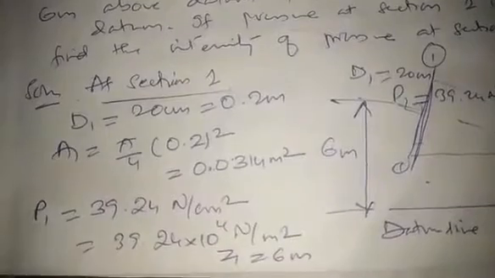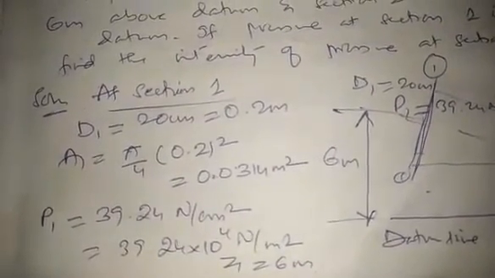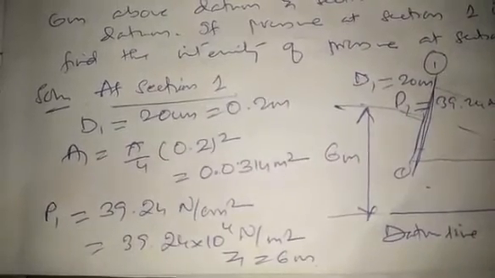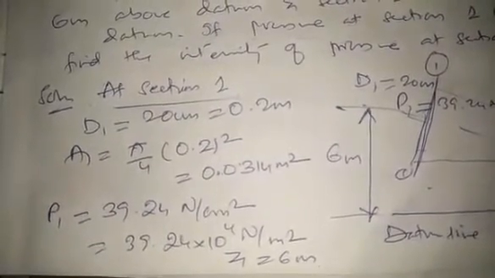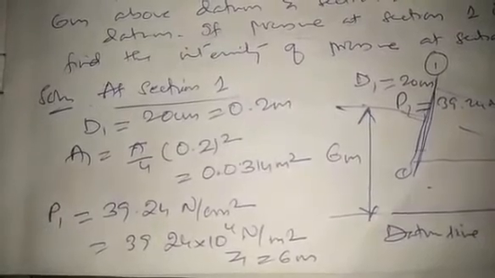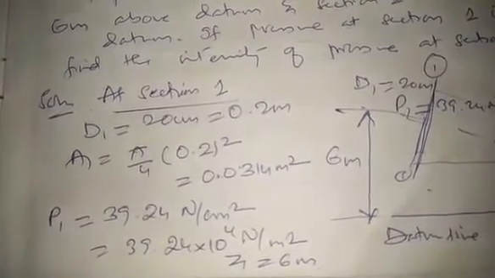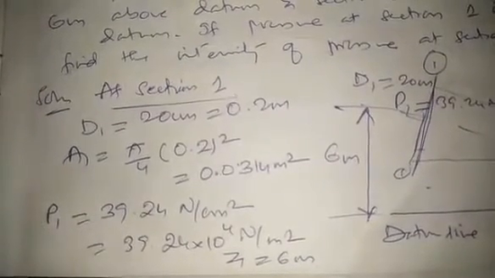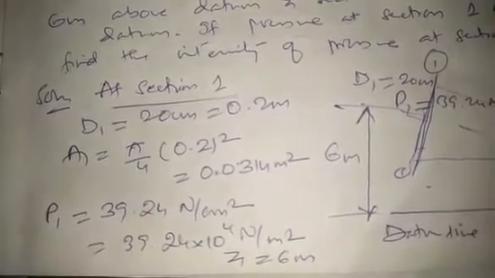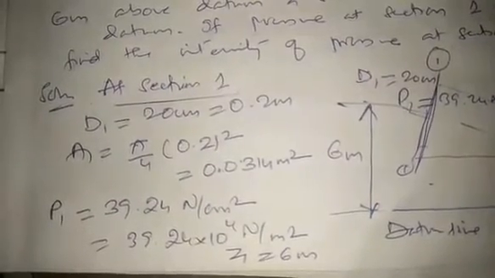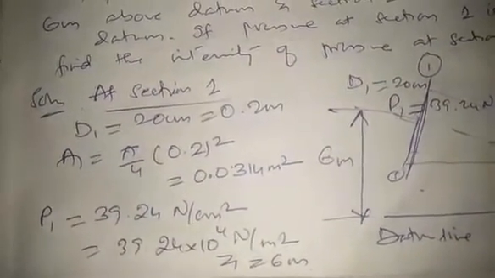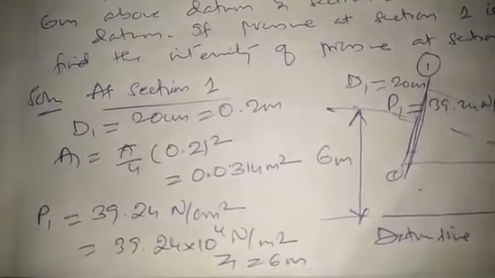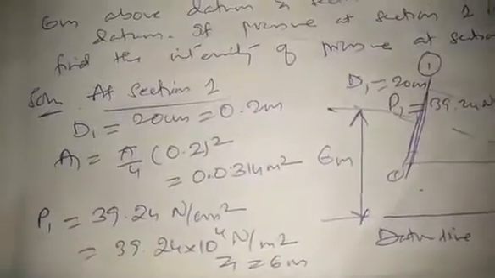At section 1, diameter is equal to 20 centimeter. Convert that into meter, we'll get 0.2 meter. Find out area, pi over 4 of d square, we'll get area 0.0314 meter square. So pressure at section 1 is given, 39.24 Newton per centimeter square. Convert that into Newton per meter square, so you'll get 39.24 into 10 raised to 4 Newton per meter square. Z1 is the distance from the datum at section 1, so it is 6 meter as given in the problem.